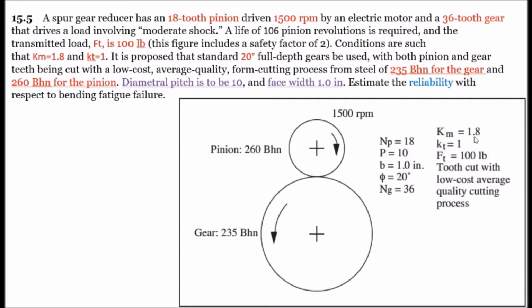Our K sub M was given to us as 1.8. Our K sub T was 1. Our F sub T was given to us as 100 pounds. And this is tooth cut with low cost, average quality cutting process. So this is all going to be important as we're looking up everything in the problem. Now what we want to find again is this reliability. So we can take all this information here, write out our givens, figure out what they want us to ask for, and come up with a bunch of different assumptions that we can use in order to simplify down our solution.